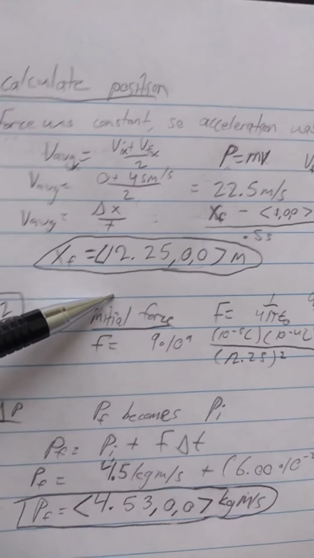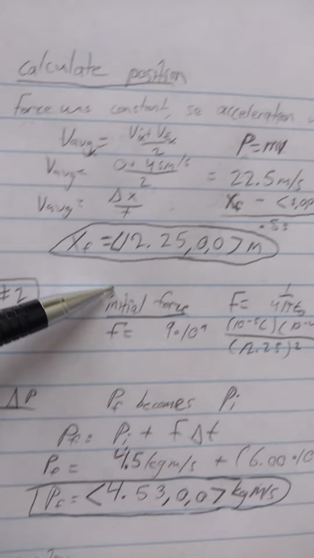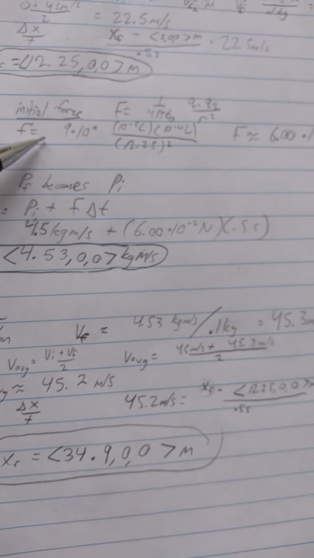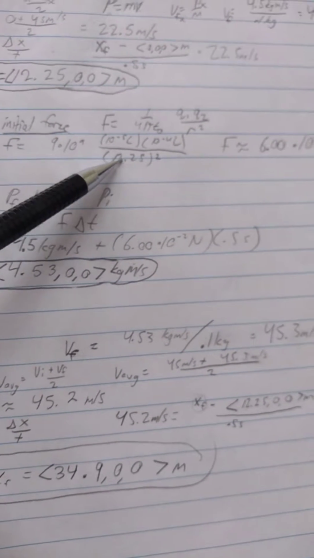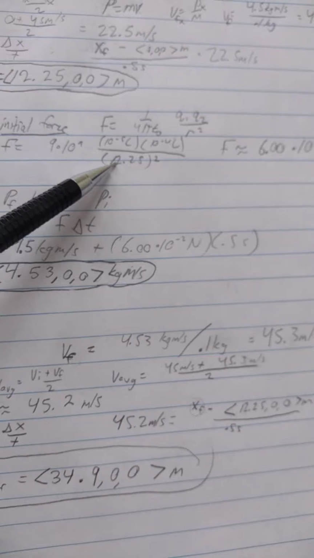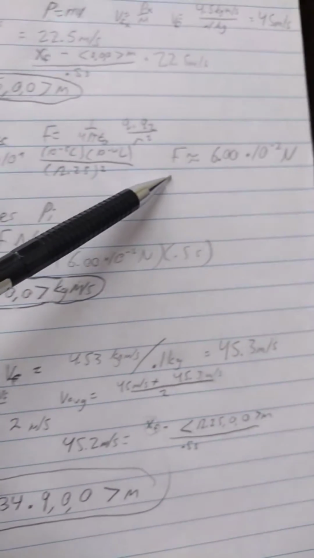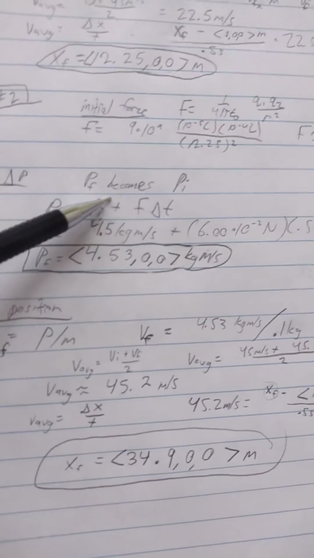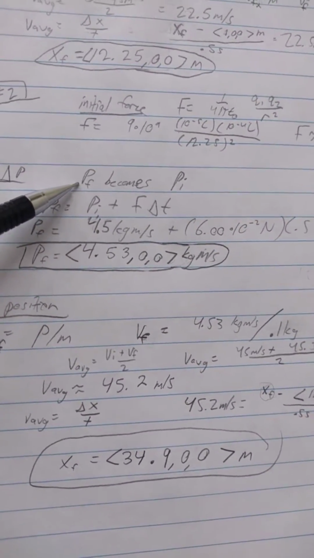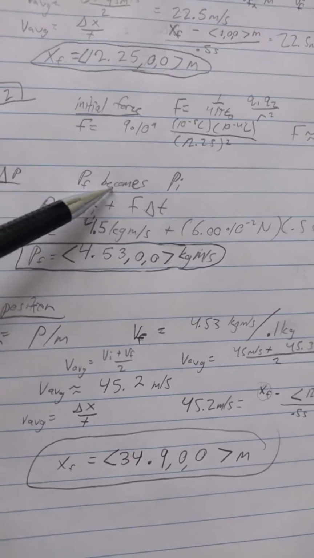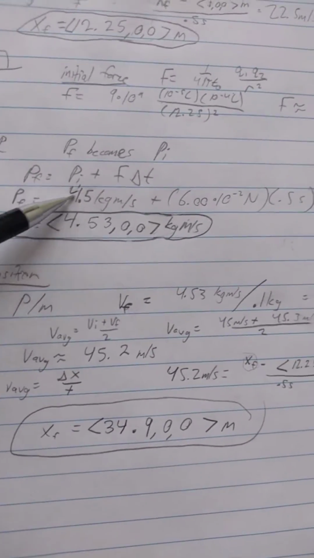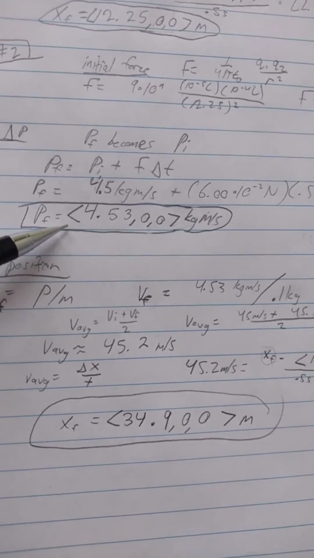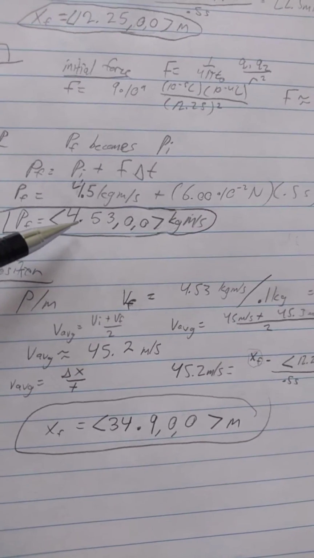Okay, iteration number 2. We use the same force calculation, but now the distance between the two objects is greater, so our force is smaller. That's 6 times 10 to the negative 2 newtons. And then our final momentum from our first iteration becomes our initial momentum. So we have that, we have our new force and the change in time, and so final momentum works out to 4.5300 kilogram meters per second, only slightly bigger than our initial momentum because the force was so small.